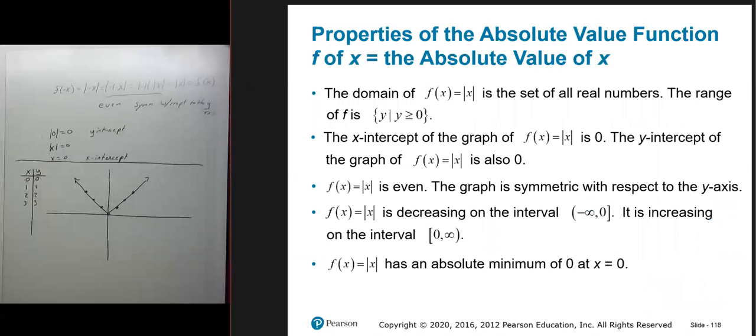Now, the properties of the absolute value function: the domain is all real numbers, and the range, we look here, starts here and goes up. So although the domain is all real numbers, the range is only part of that, because it starts at 0 and goes to positive infinity. So it's closed at one end and open at the other.